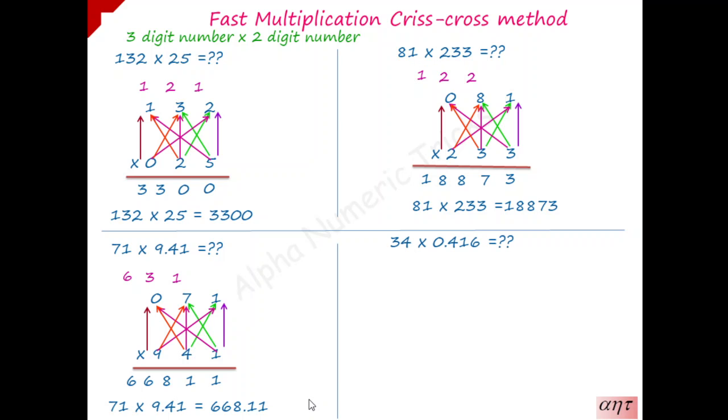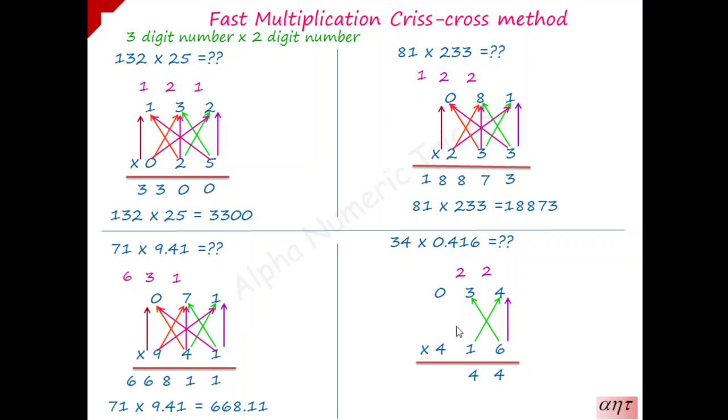Now we will see another problem. 34 is multiplied by 0.416. 34 can be written as 034, and 0.416, you consider this to be a whole number. After multiplying, we come to this decimal point now. Okay, now multiply this. 6 into 4 is 24. 4 is written, 2 is carry forward. After that, you have to multiply these two numbers. 1 into 4 is 4, plus 6 into 3 is 18. 18 plus 4 is 22. 22 plus 2 is 24. 4 is written, 2 is carry forward.